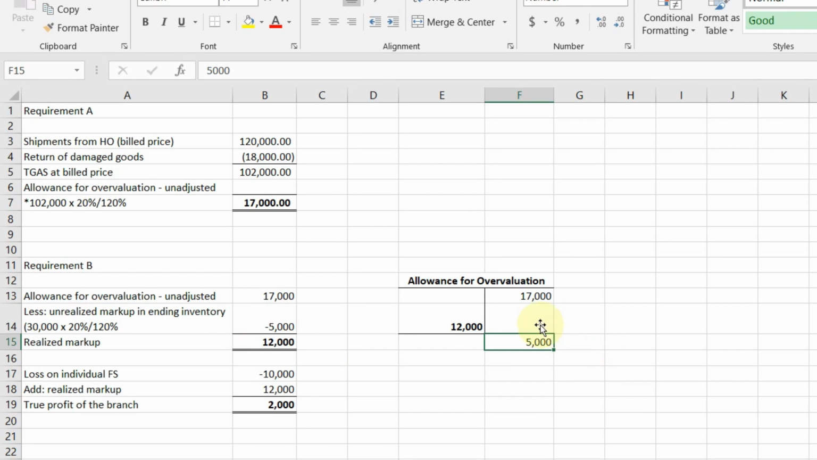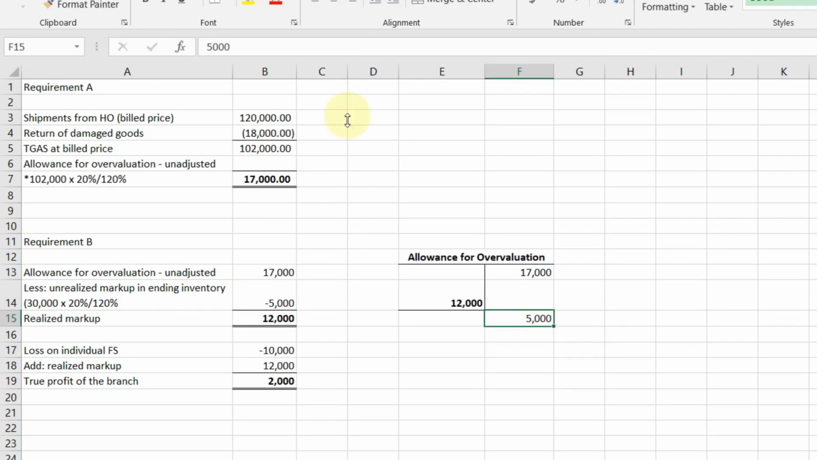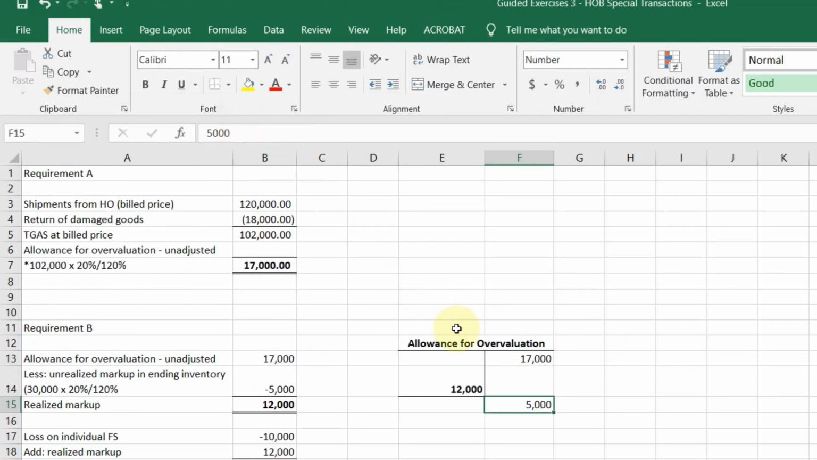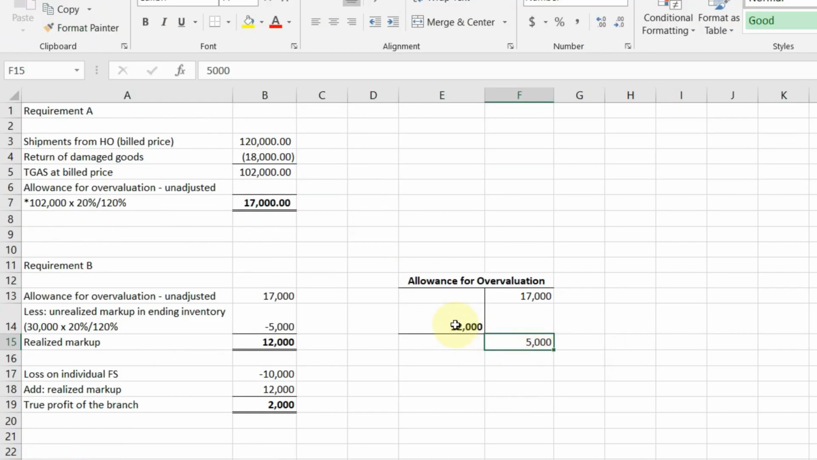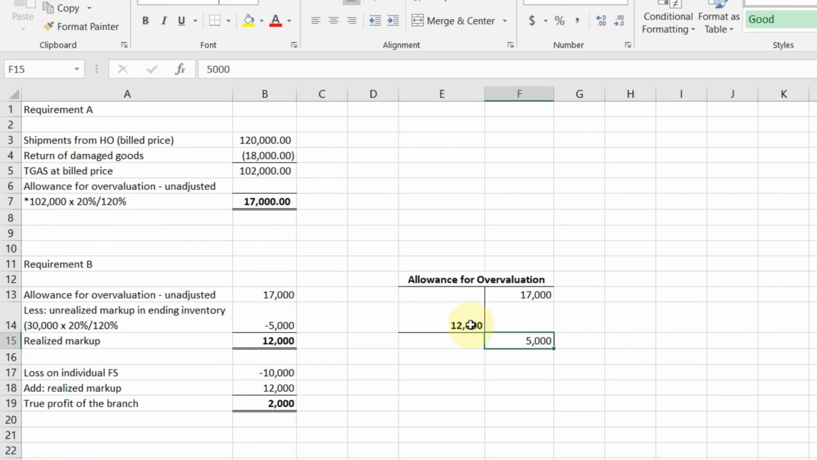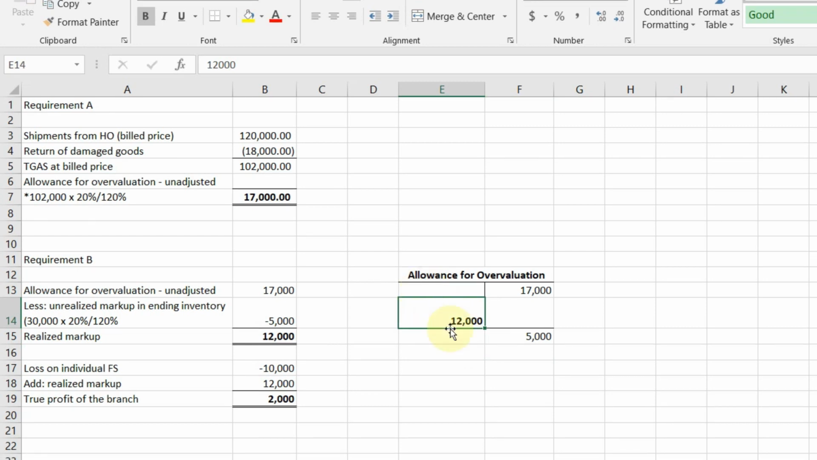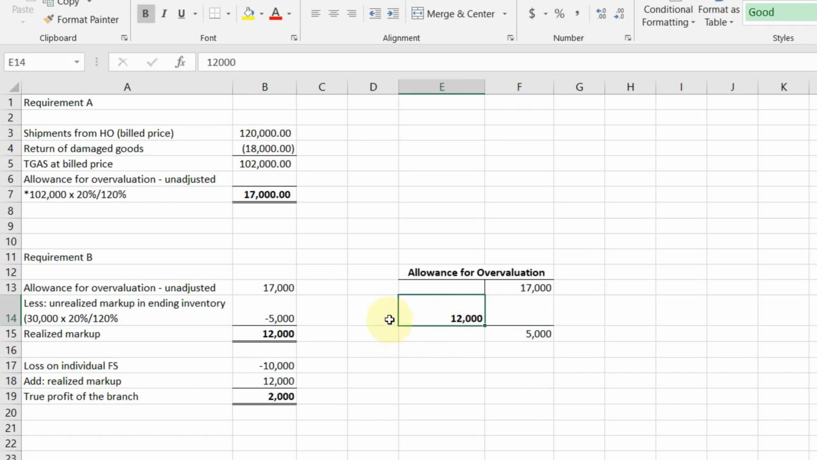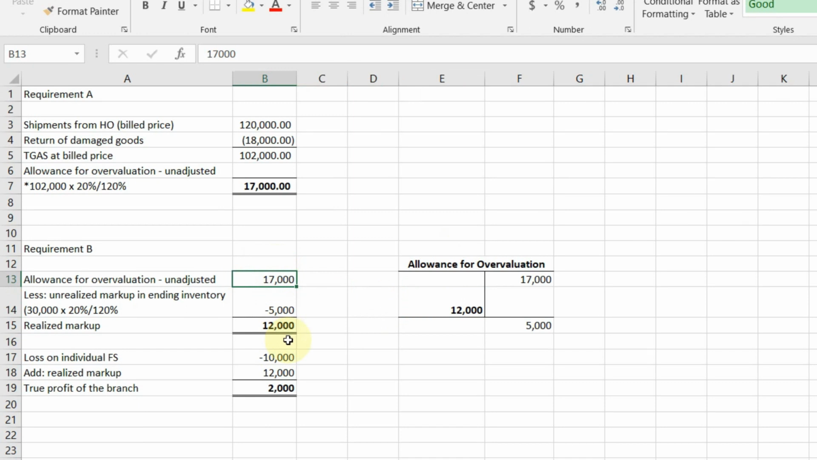So 30,000 times 20 divide 120, you have 5,000. And then quadrant method, add 0. So wala pa dito yung realized markup. Kunwari hindi nyo alam na 12,000 yon. So add 0 minus 0, add 5, less 17. So 17 minus 5 is 12. Okay? So pwedeng T-account, pwedeng ganito yung format. You have 17,000 unadjusted, less markup in inventory na 5,000. You have realized markup of 12,000.